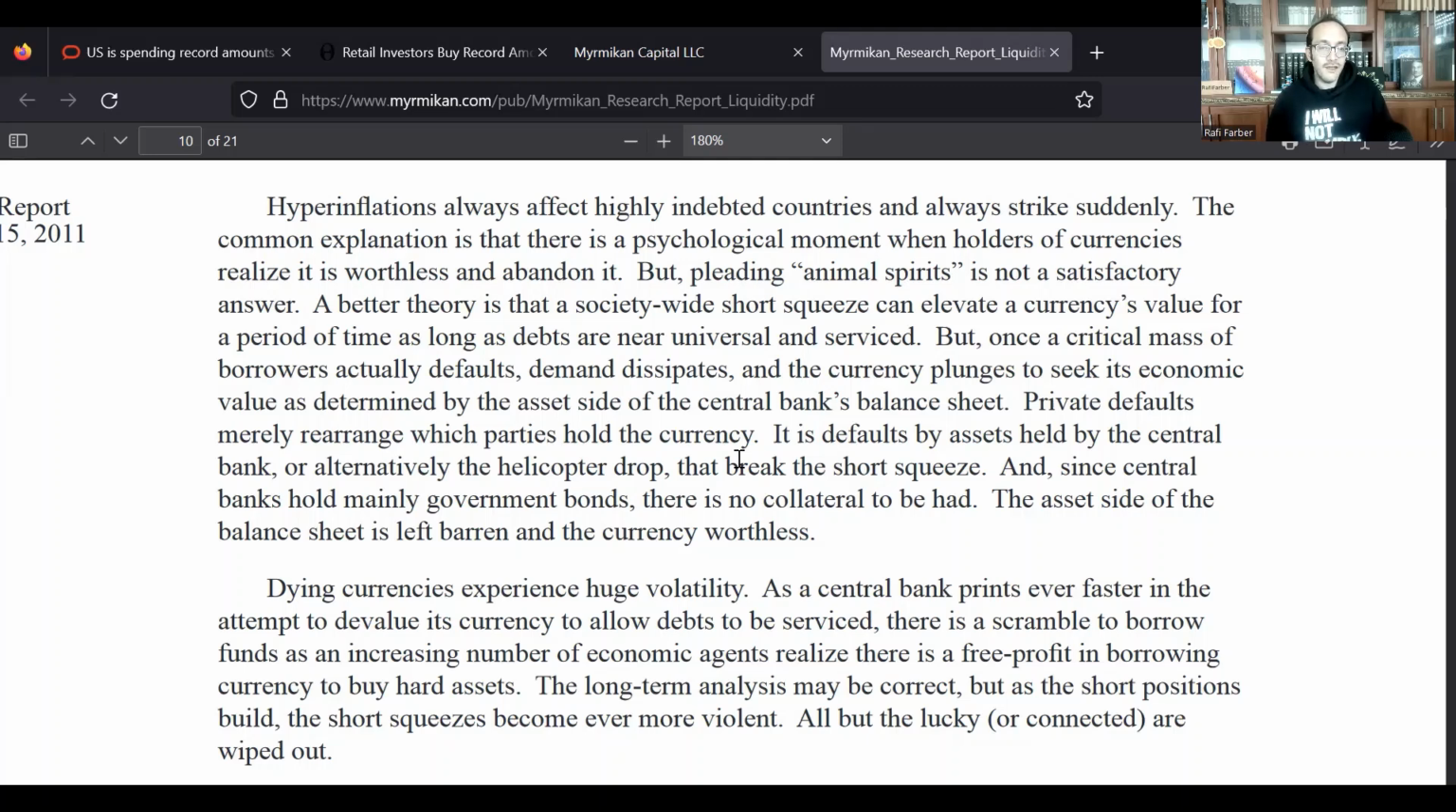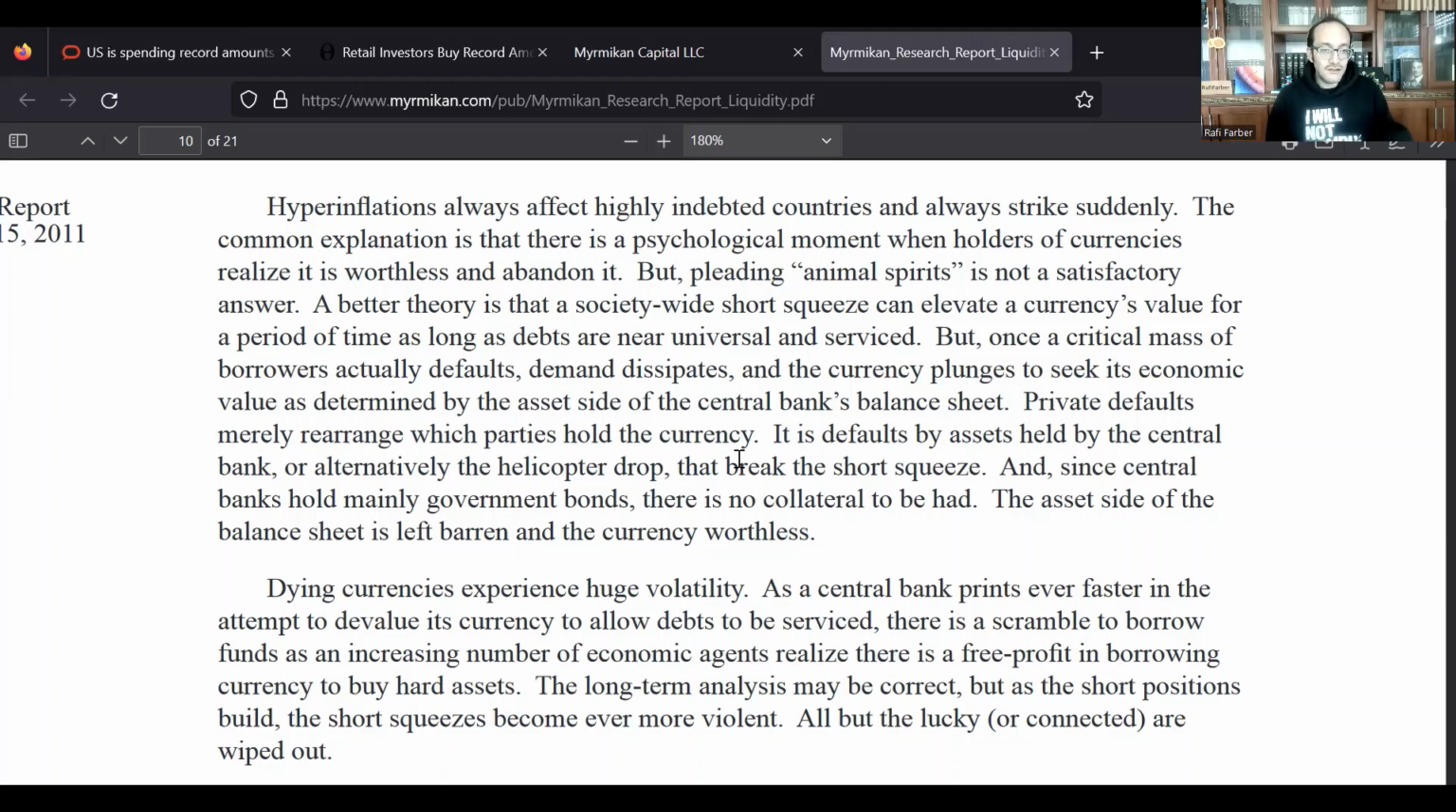He continues, the common explanation is that there is a psychological moment when holders of currencies realize it is worthless and abandon it. But pleading animal spirits, he makes fun of Keynes here using that term animal spirits, is not a satisfactory answer. He's right. You can't just say there is a psychological moment where suddenly everybody realizes, and it's all in their heads, as if they have a prophecy from God all at the same time. They don't. That's not what's happening. So what leads to that psychological moment? Not to say the psychological moment doesn't happen, but something else causes it. It's not just a spiritual change of heart.